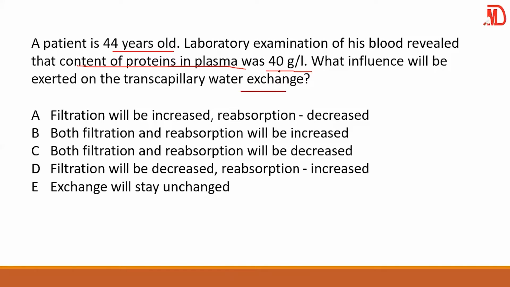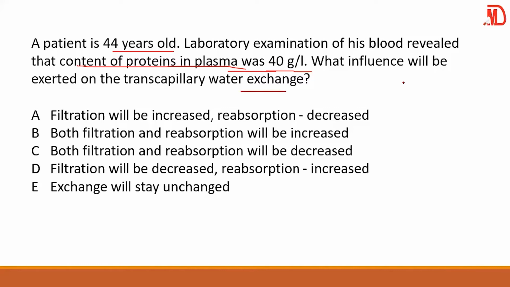We are saying the protein content is 40. If you have a higher amount of protein in the vessel, there will be an increase in oncotic pressure. That means fluid will not escape. Fluid will be inside the vessel. So there will be what? Hypertension. However, they say that the protein content is 40, and the normal protein content is between 60 to 80 grams per liter.